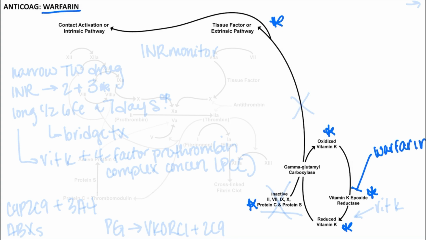So by inhibiting this enzyme, we never get fully mature forms of our vitamin K dependent clotting factors, which are 2, 7, 9, and 10, where 2 is also known as thrombin. And without mature forms of these clotting factors, we end up with our anticoagulant effect.